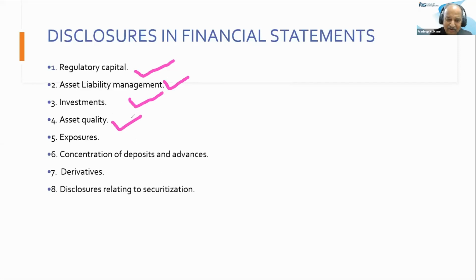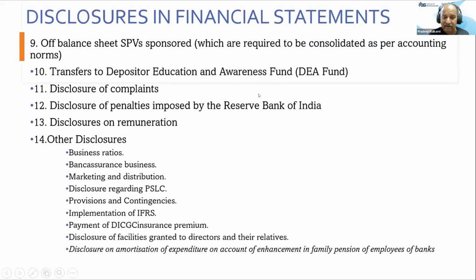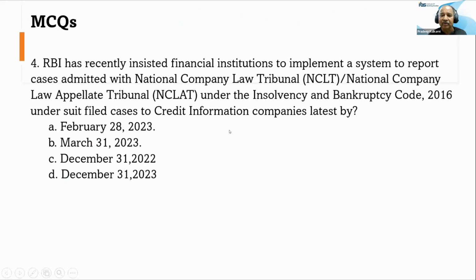Asset quality, NPA classification. Exposure norms, that is what our Murthy sir dealt with yesterday, isn't it? The concentration of deposits and advances, components of deposits, components of advances. Derivatives, compulsorily you have to be prepared for. Concept of securitization. These are all the areas, if you are good at them, automatically you can write the exam well. DEF fund. Then complaints, customer grievance redressal. Penalty by the Reserve Bank of India for not disclosing the required information. These are a few things.